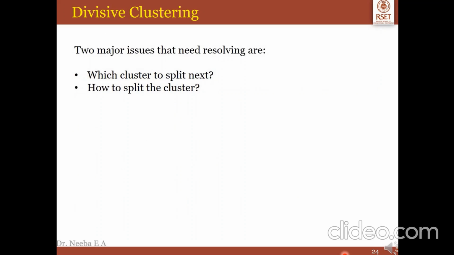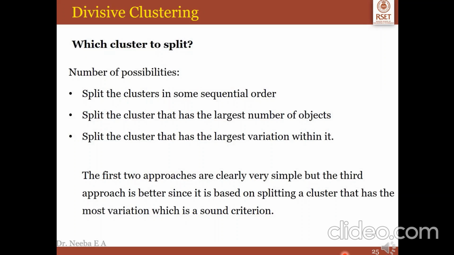When we are talking about divisive, there are 2 major issues we need to consider, that is, which cluster to split next and how to split the clusters. Now let's see which cluster to split next. There are many possibilities. One is to split the clusters in some sequential order. Second is to split the cluster that has the largest number of objects. Third is to split the cluster that has the largest variation within it. The first 2 approaches are clearly very simple, but the third approach is better, since it is based on the sound criterion of splitting a cluster that has the most variance.